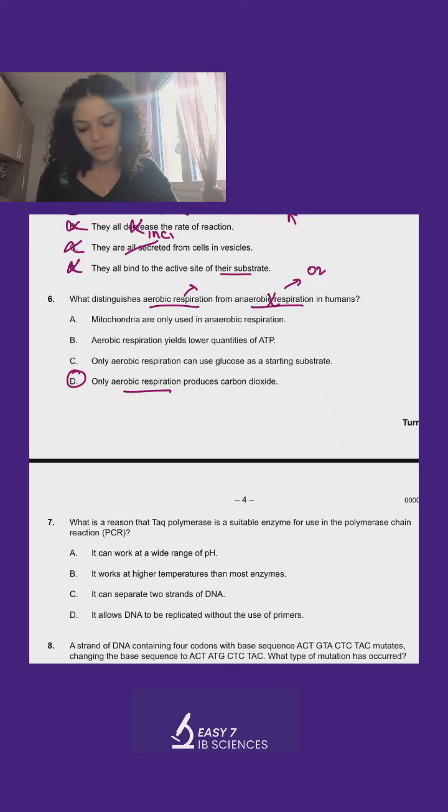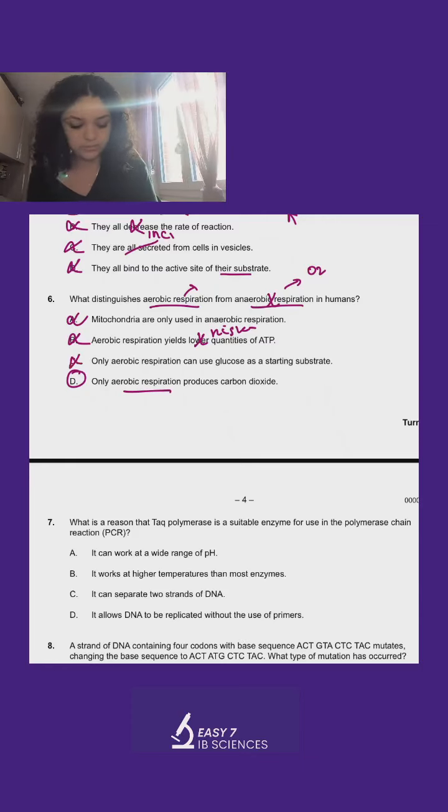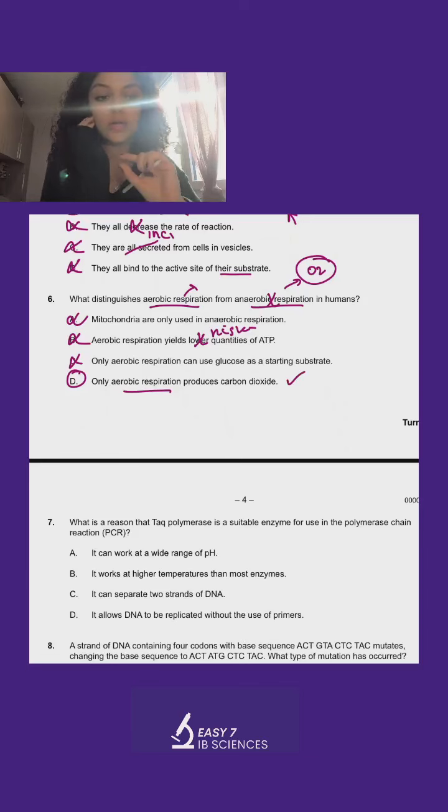Let's have a look at the answer options. A says mitochondria are only used in anaerobic respiration. Not true, they're used in both. Aerobic respiration yields lower quantities of ATP. That's not true. It yields higher quantities, a lot more actually. And then only aerobic respiration can use glucose as a substrate. No, they both do break up glucose. The difference is that this one is limiting oxygen. This one has enough oxygen. Only aerobic respiration produces carbon dioxide. That is true. Can anyone tell me the products of anaerobic respiration?